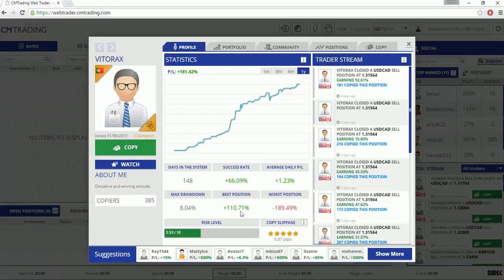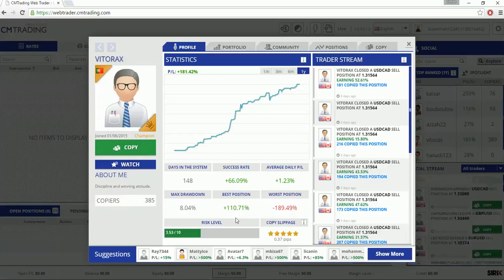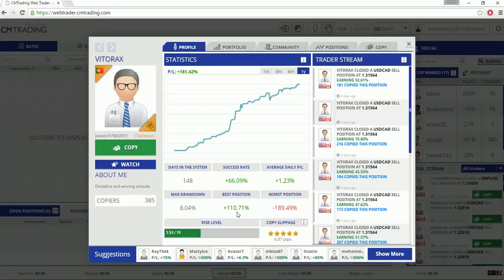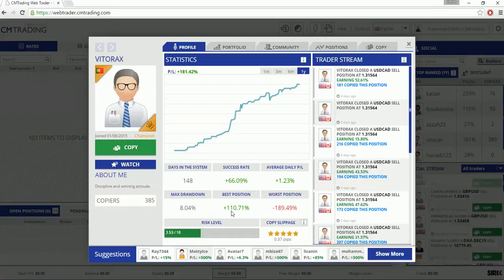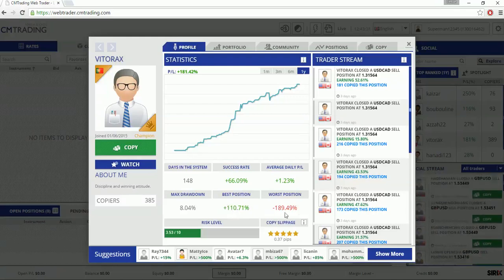Best position and worst position. These figures here are calculated using the margin requirement for the instrument. So he did not make 110% of his account in one trade. He made 110% of the margin requirement for a particular instrument in one trade. Okay, so if your margin requirement to trade the Euro US is $40, he made 110% of $40 in this trade, and vice versa on the losing trade. He lost 189% of the $40.